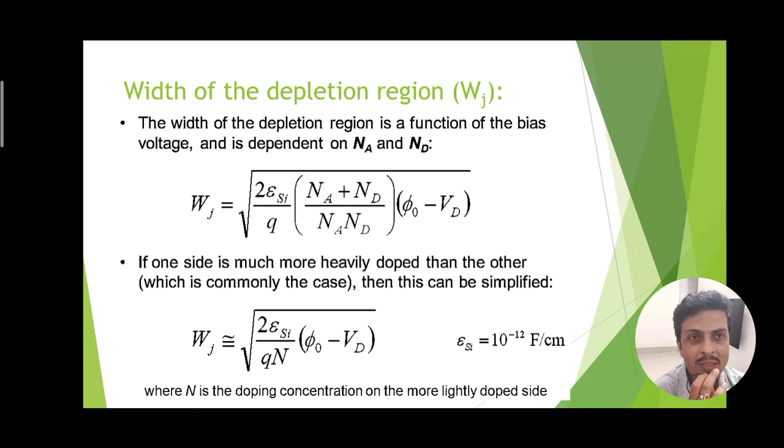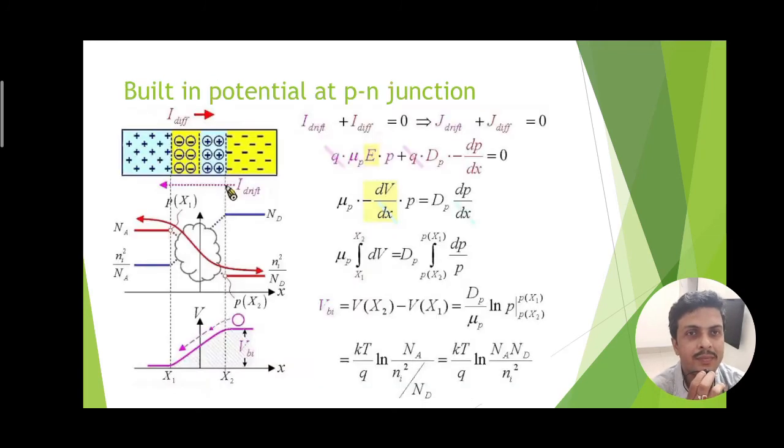So this is the mathematical expression by which we can explain that under the forward bias, the depletion region width reduces, whereas in case of reverse bias, depletion region width increases. Now, built-in potential at the PN junction can be mathematically shown in this way.